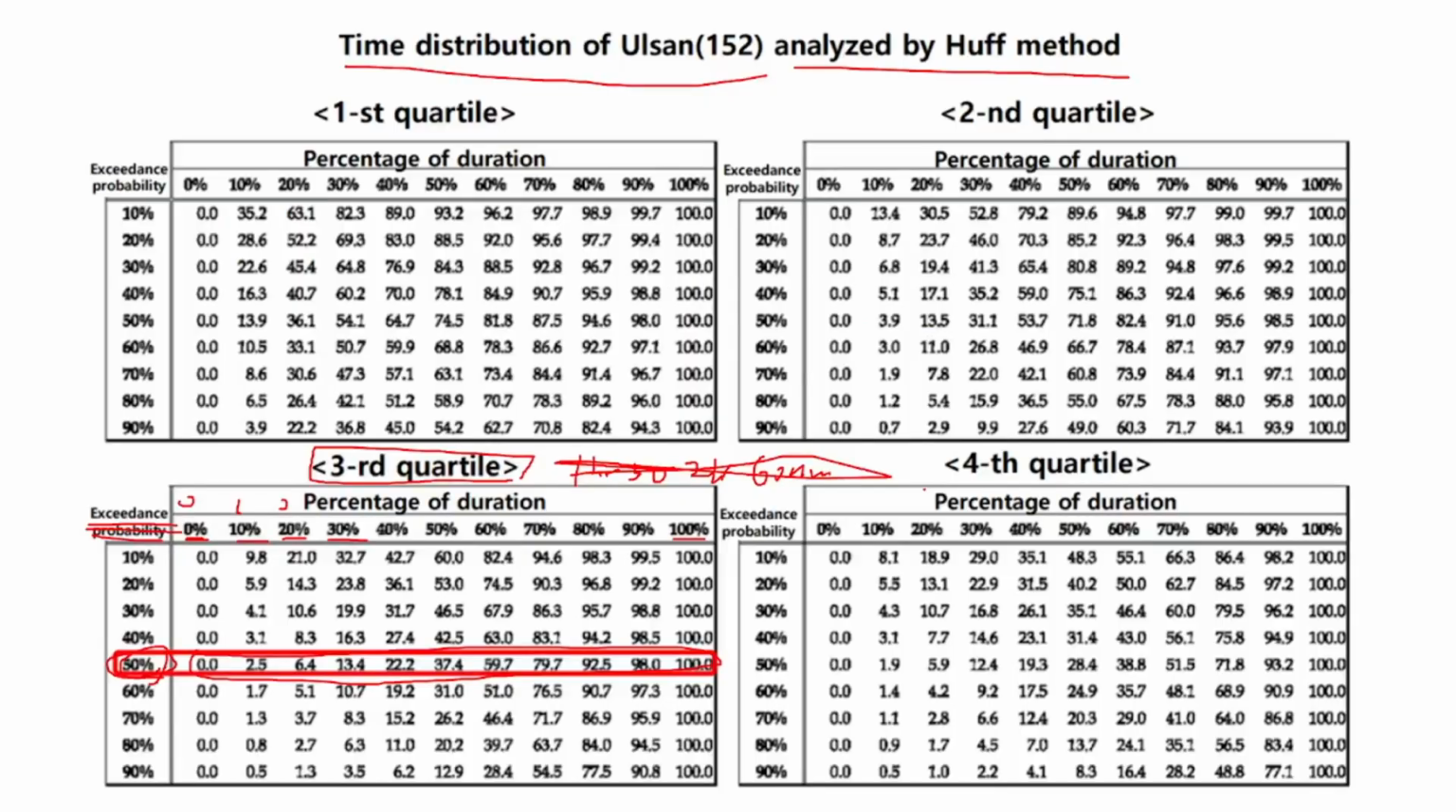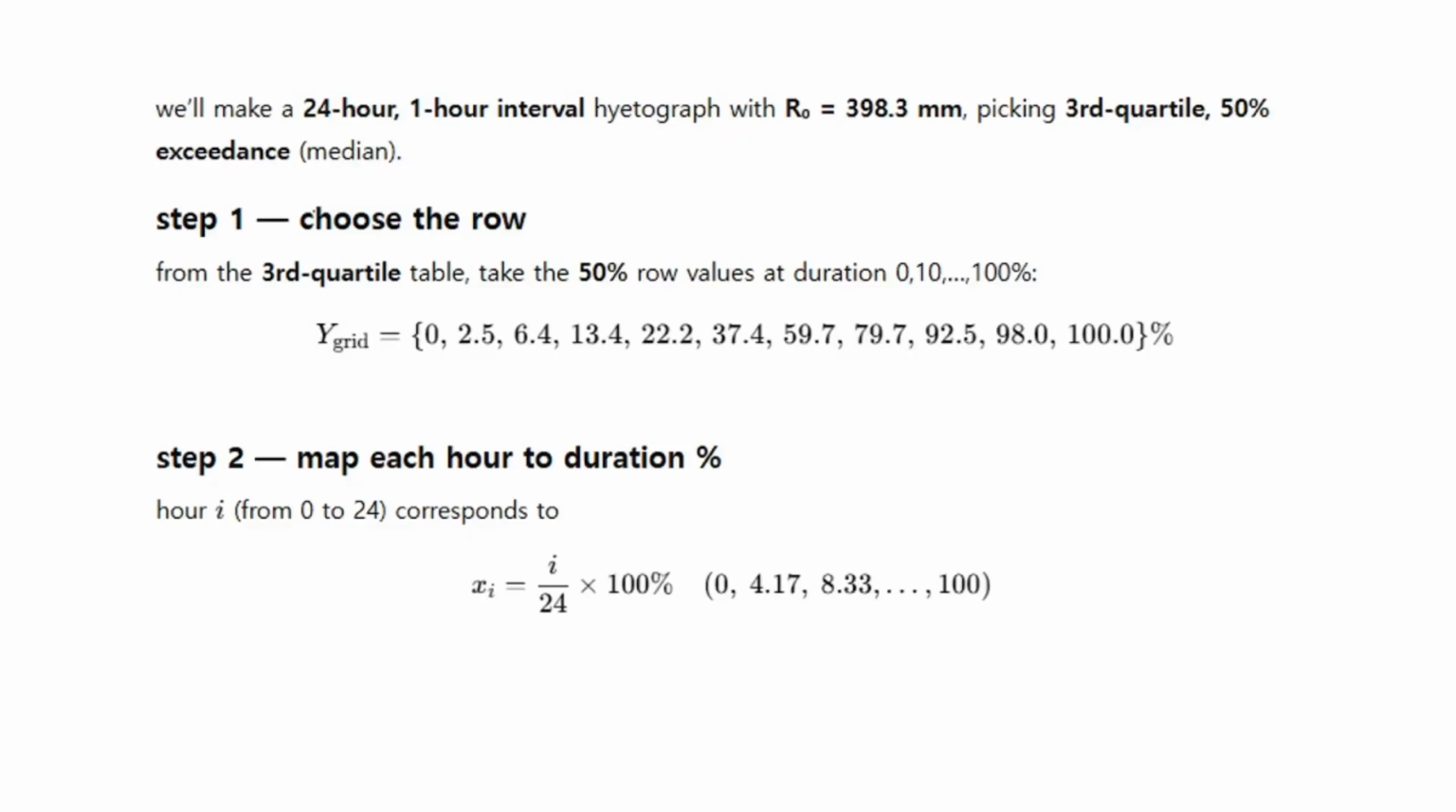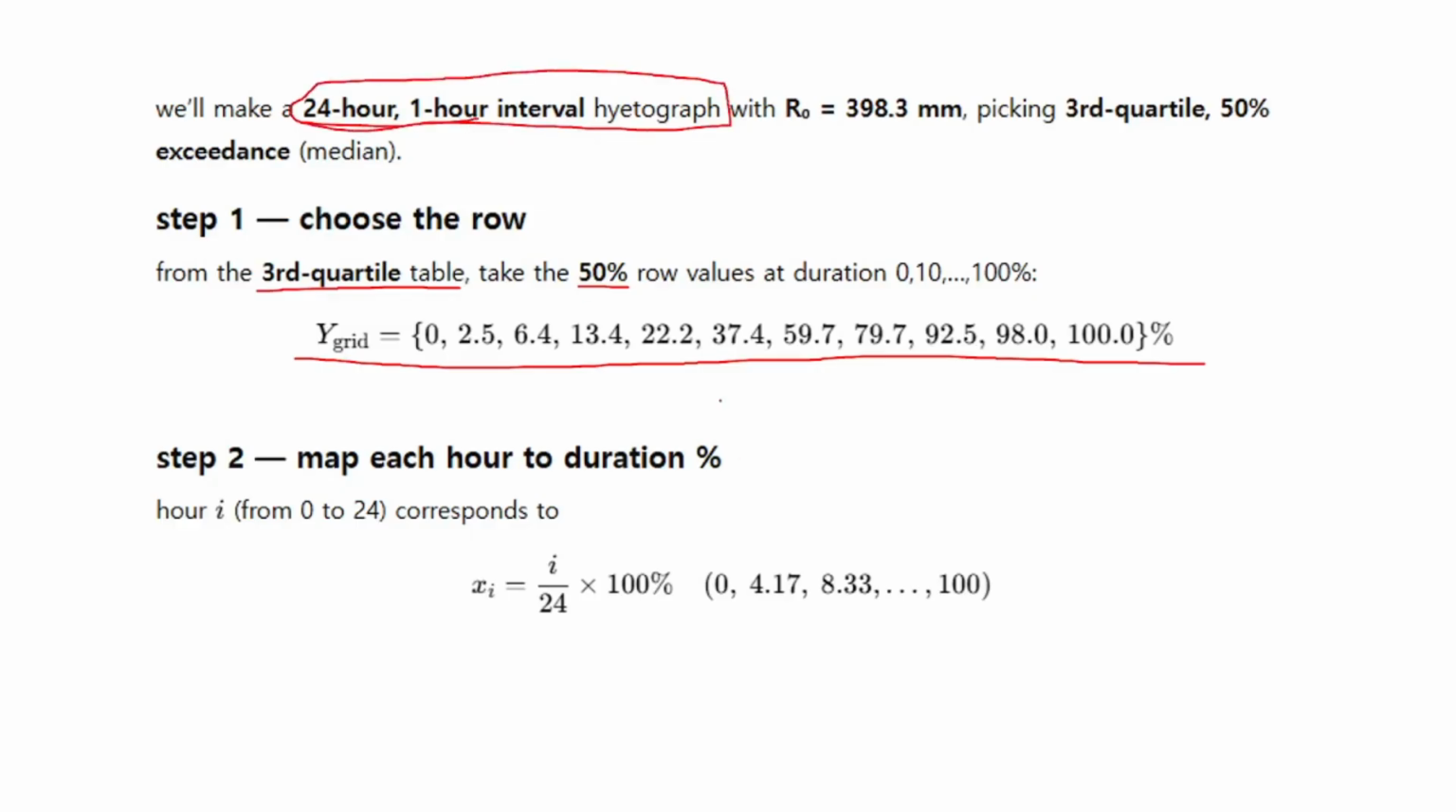Okay, so we have the numbers from the third quartile table, 50% from the Huff method, and then we're going to map each hour to duration percent. So since our question says 24-hour 1-hour interval hyetograph, this is what the question asks. So for 24 hours we have to convert them into percentages. Okay, so we're going to do 1 divided by 24 times 100 equals 4.17, and so on.